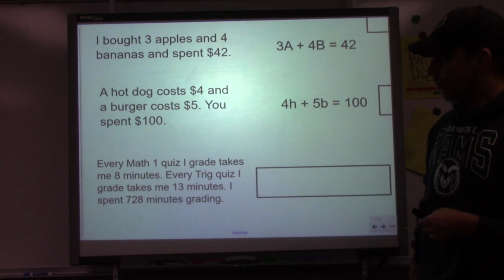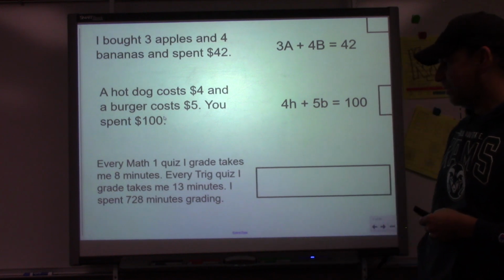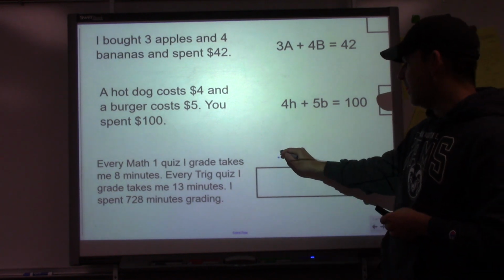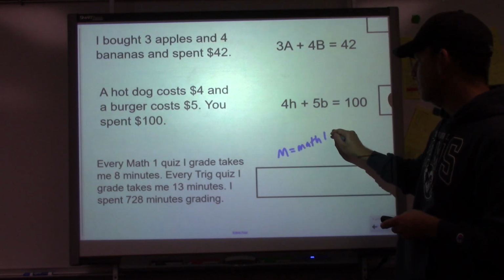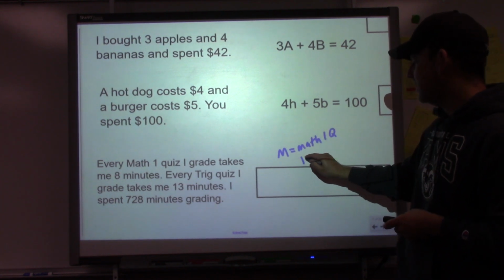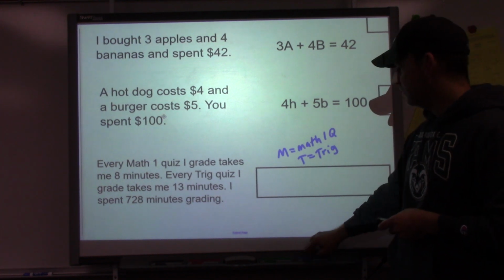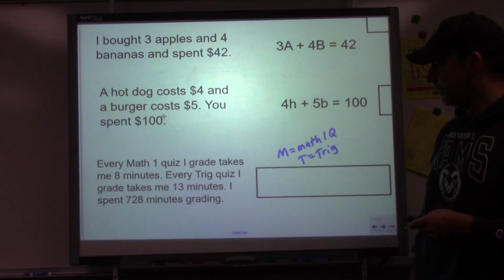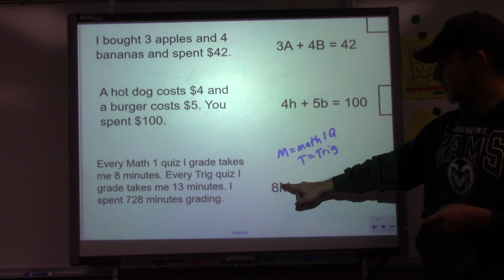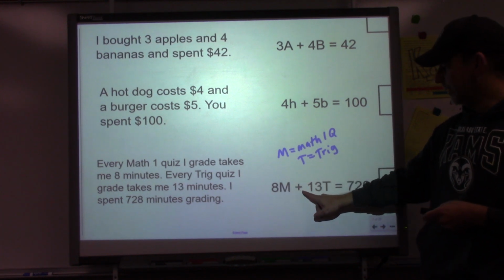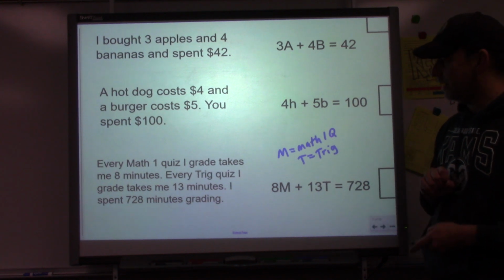All right, every Math 1 quiz I grade takes me 8 minutes. Every trig quiz I grade takes me 13 minutes. So if I say M equals Math 1 quizzes and T equals trig quizzes, see if you could figure out what the standard form equation would be. Very good. 8 minutes for every Math 1 plus 13 minutes for every trig equals a total of 728 minutes.